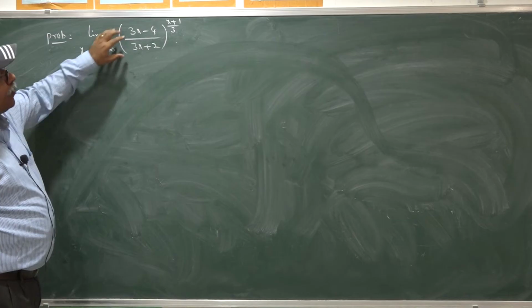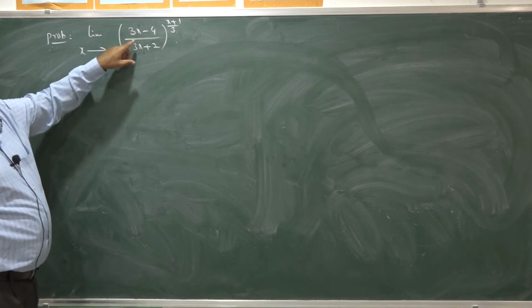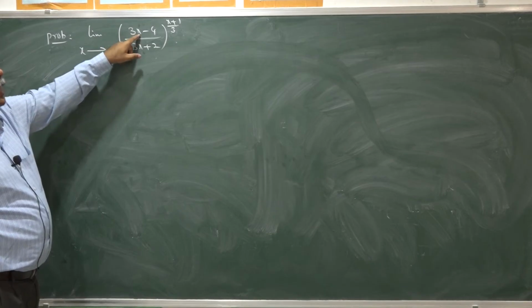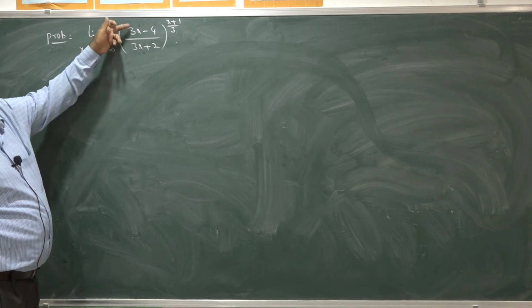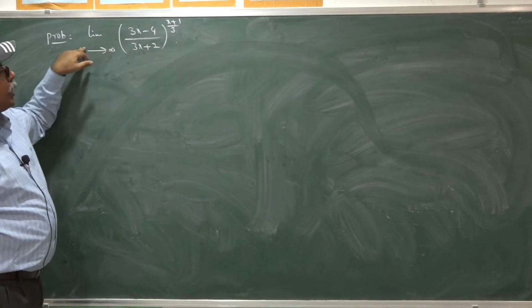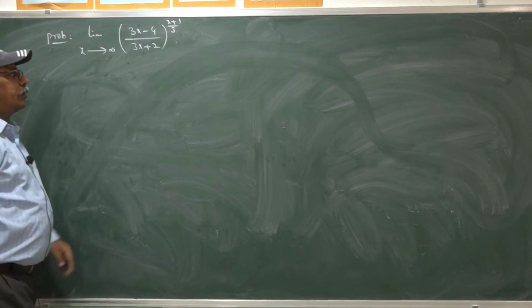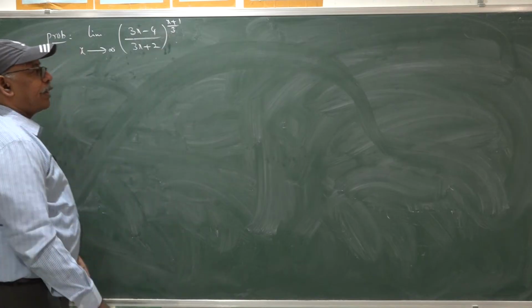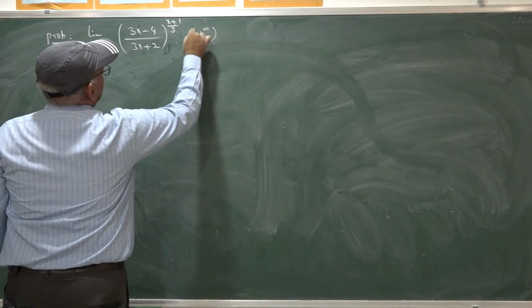As x goes to infinity, the base function is clearly 1 because the numerator's degree is same as that of the denominator's degree, and the x coefficient is the same as well. A naught is 3, B naught is 3, A naught by B naught is 1. So, as x goes to infinity, the base function takes 1, whereas the exponent takes infinity. So, clearly it is 1 power infinity form. Since it takes 1 power infinity, go through the same formula.